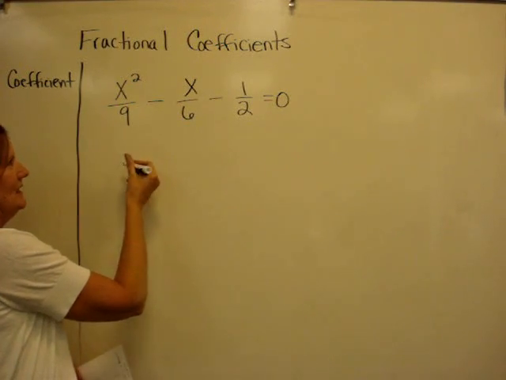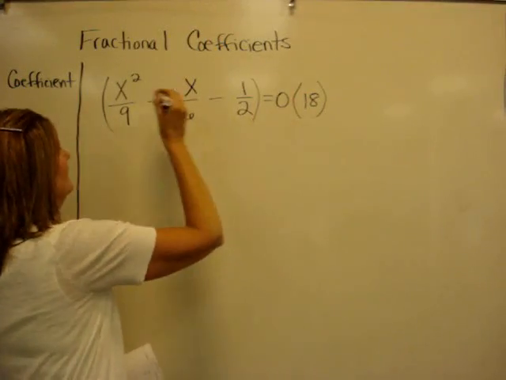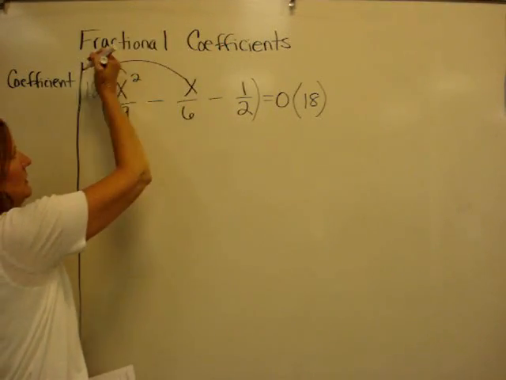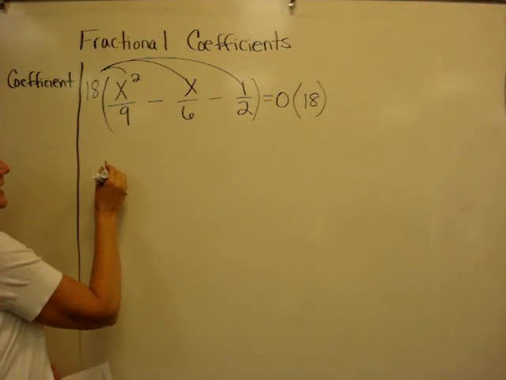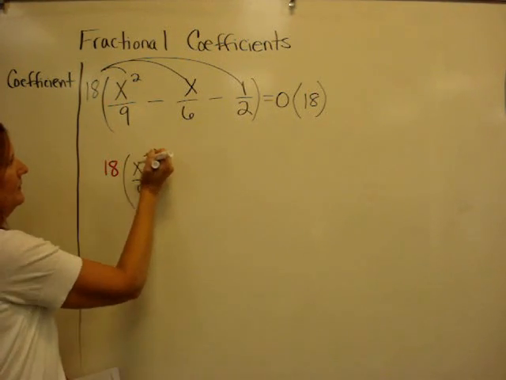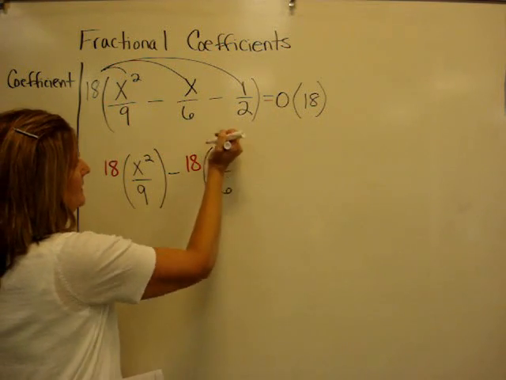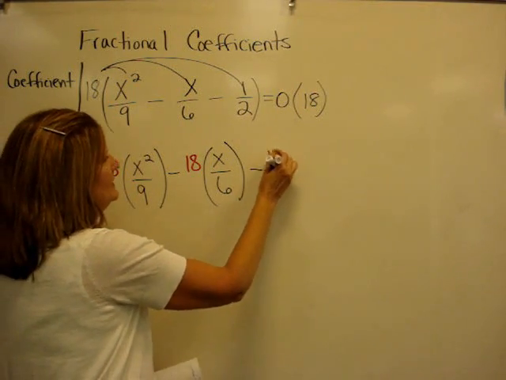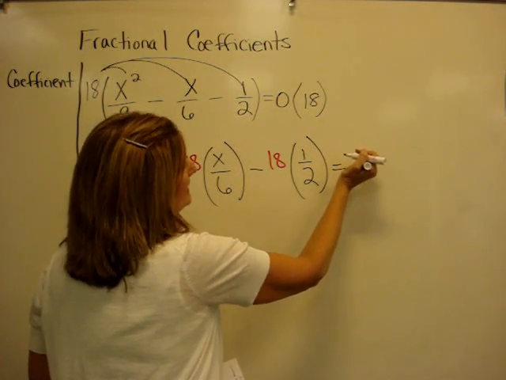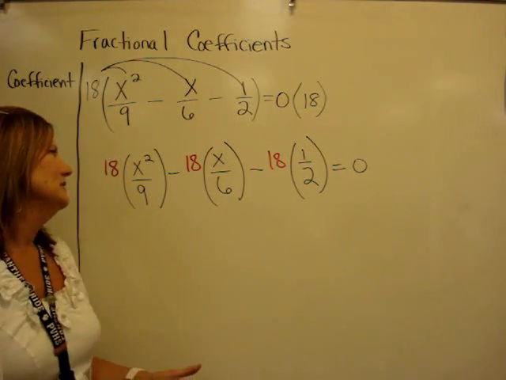So I'm going to take 18. So I'm going to multiply this whole thing by 18. When I do that, I'm going to go ahead and distribute to all terms. I have 18 times x squared over 9 minus 18 times x over 6 minus 18 times 1/2 equals 18 times 0 is 0. Now I'm just going to simplify.